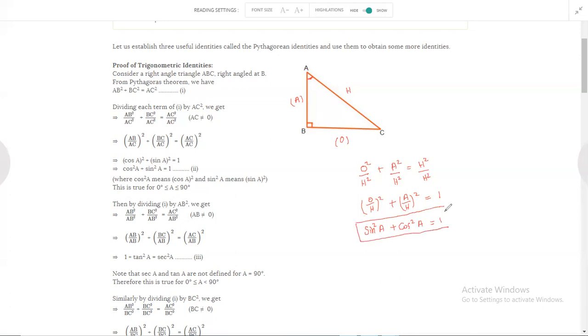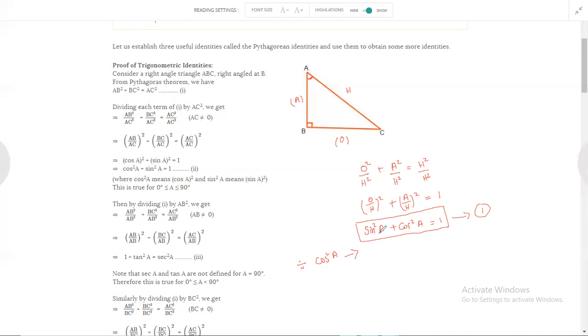That is sine square A plus cos square A is equal to 1, or for any acute angle theta, sine square theta plus cos square theta is equal to 1. First identity. Now, from the first identity, how to get the second identity? Divide each and every term of the first identity by cos square A.